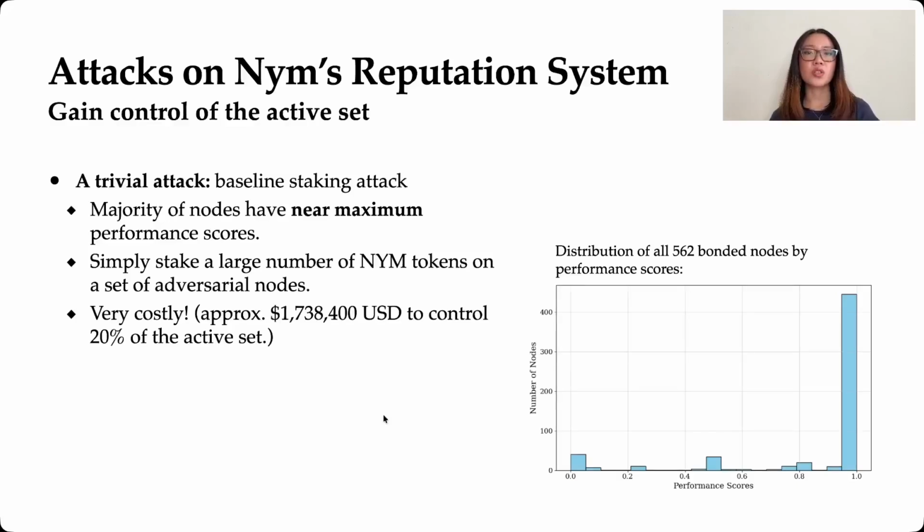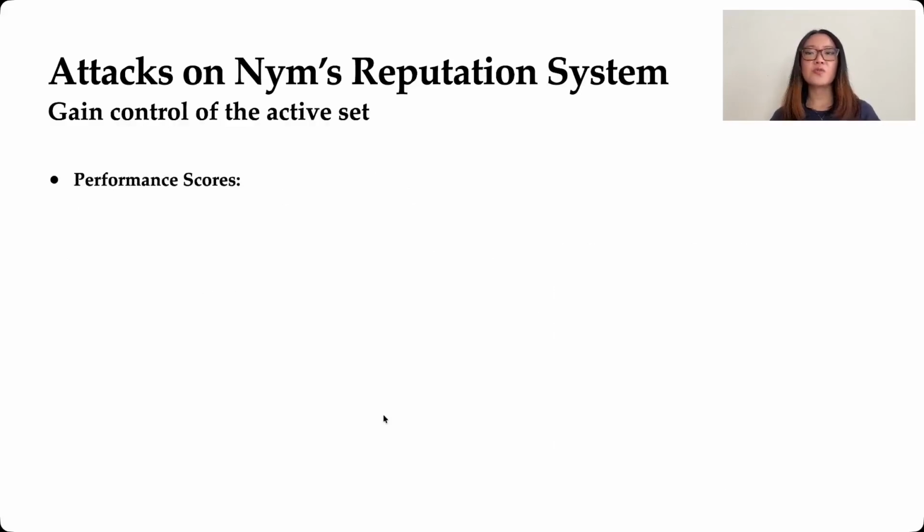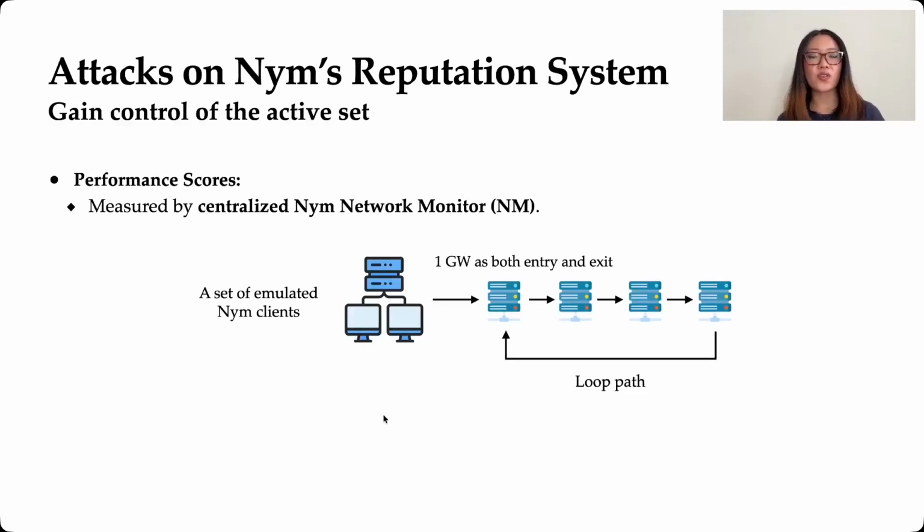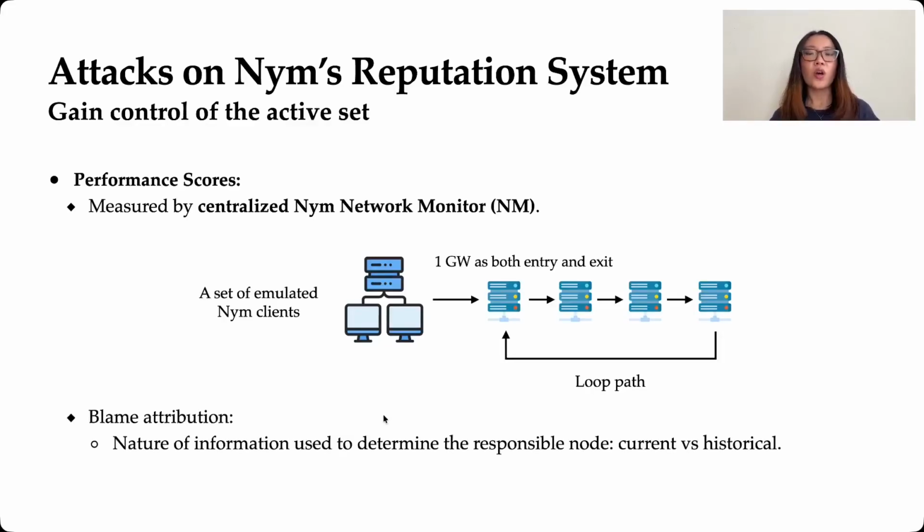So what we want is to reduce the cost, which led us to focus on the other metric of the reputation system, which is the performance score. They're measured by the centralized NIM network monitor that works as follows. It has a set of emulated NIM clients sending test packets down a loop path, which consists of one gateway acting as both entry and exit and three middle mix nodes. So if the packet does not return to the network monitor, the question that arises is which node on the path should be blamed?